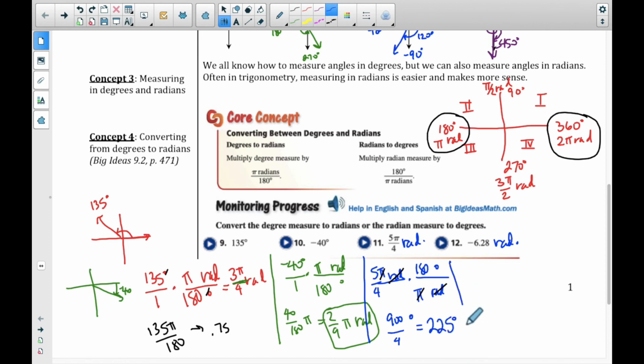And again, keep your units on there. They didn't put a unit up here. I wish they would have, but they did not. But we want a unit on our answer always.